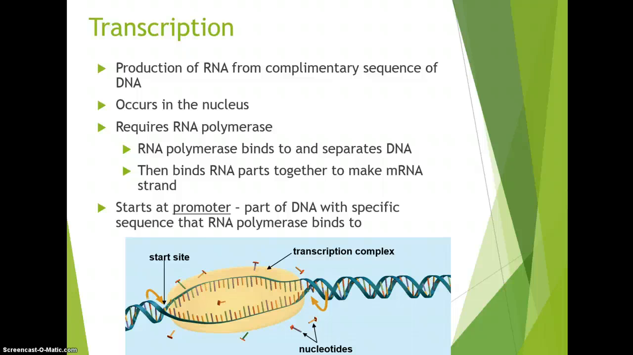So RNA polymerase can do the job of DNA helicase and DNA polymerase, just because it's a single strand, so it's a little simpler. You just need one of those enzymes; it can do the job for all of it. It starts at the promoter, which is the part of the DNA with the specific sequence that RNA polymerase binds to. It has a special code it binds to.